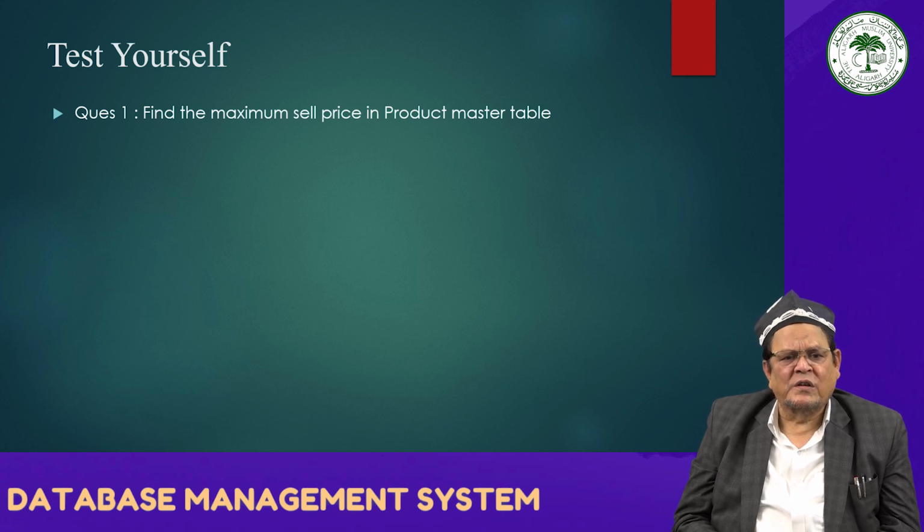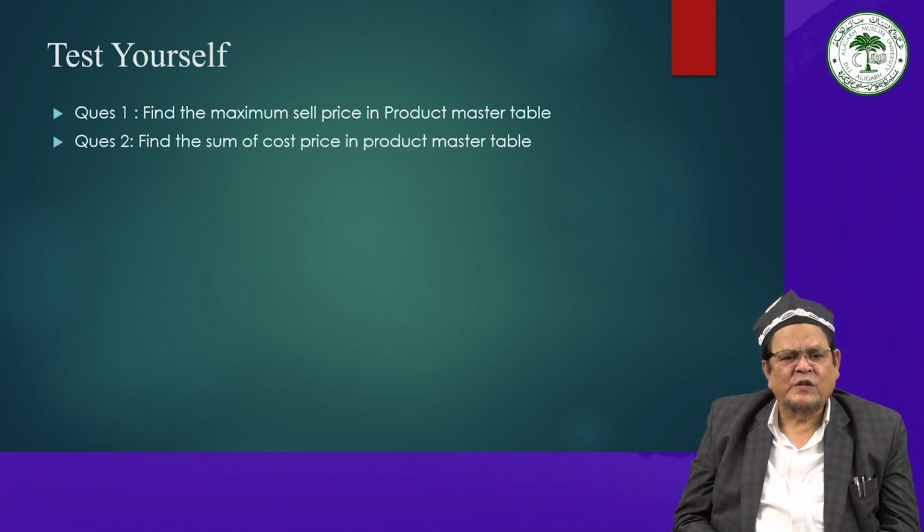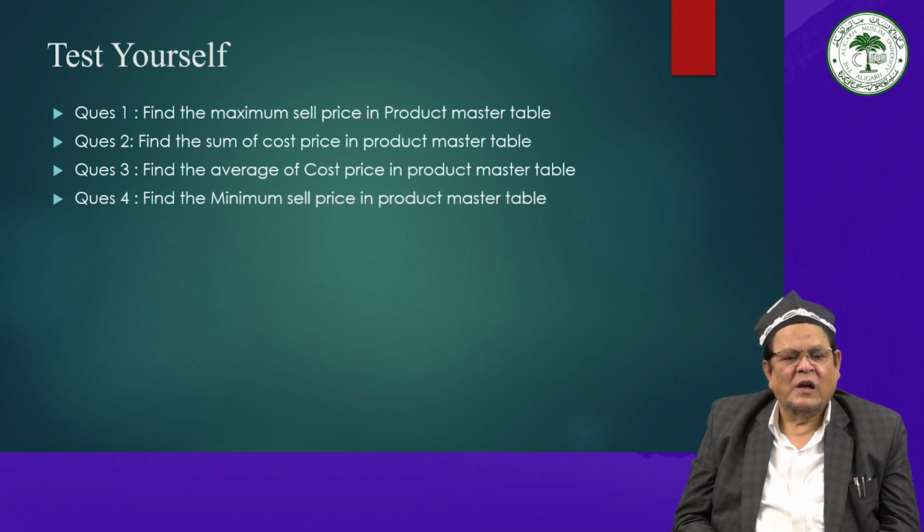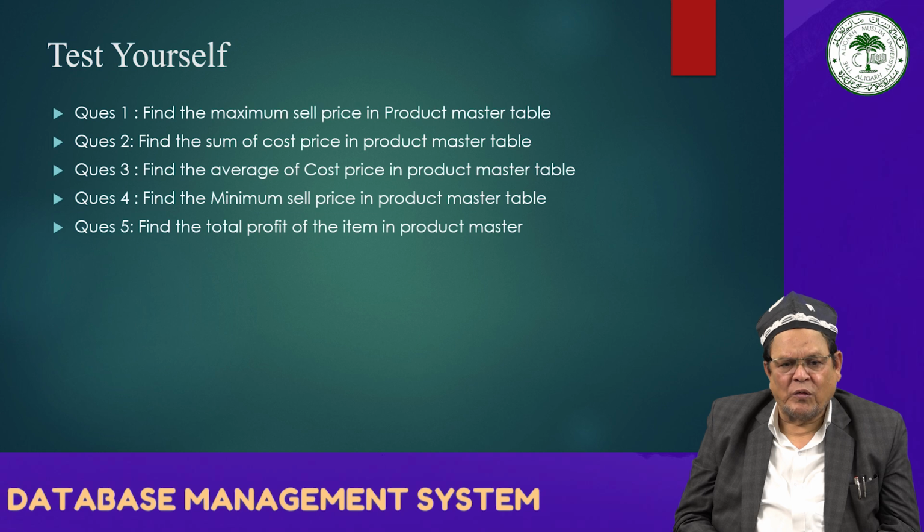The first question is: find the maximum sale price in the product master table. Next question: find the sum of cost price in the product master table. Find the average of cost price in the product master table. Find the maximum sale price in the product master table. Find the total profit of items in the product master table.